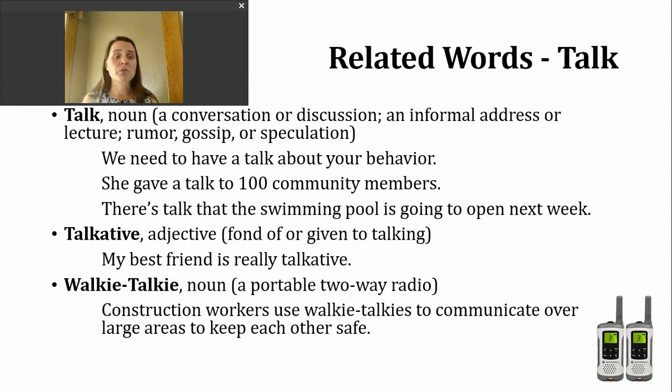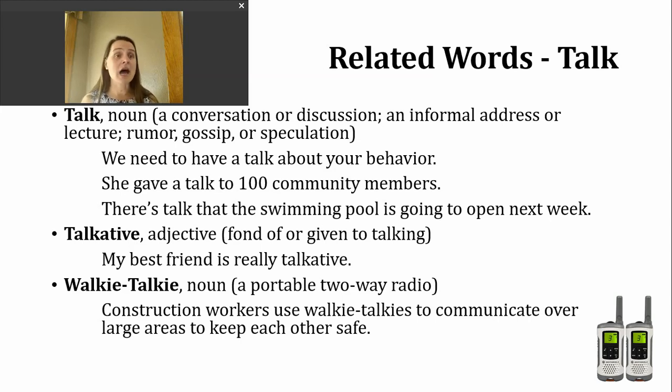The next word we're going to look at is walkie-talkie. It's a noun. It's a portable two-way radio. And I've got a picture on the bottom of the screen, so you can check that out. This is a tool that some professionals will use in their line of work.